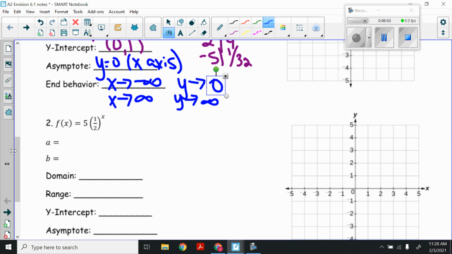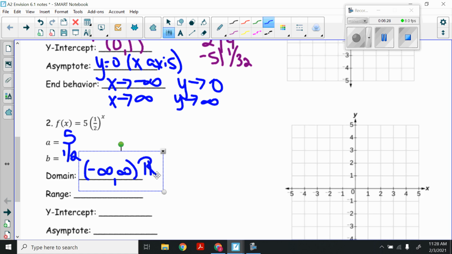So here I get f of x equals 5 times 1/2 to the x power. So here my a is 5, my b is 1/2. My domain, the nice thing about these, I can still pick any number I want to. I know that my domain is going to be all reals. Okay? I'm not going to have any zeros or negatives. So again, I don't have any vertical shifting going on, so my range is still going to be from 0 to infinity, or y is greater than 0.